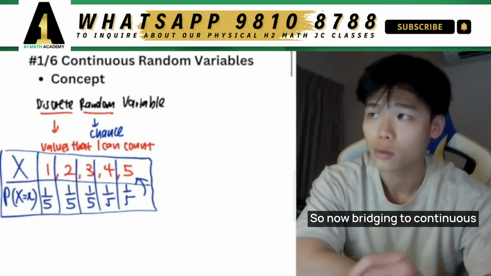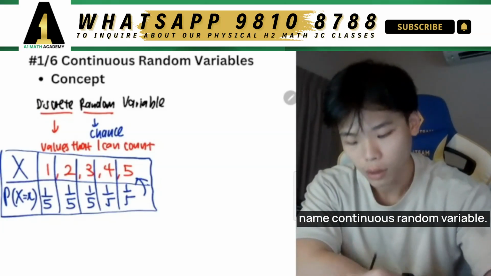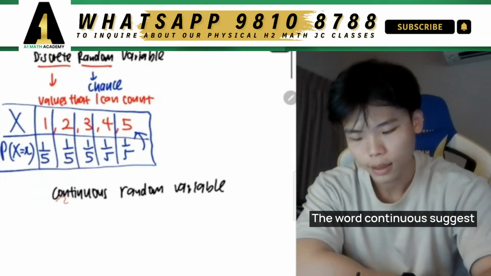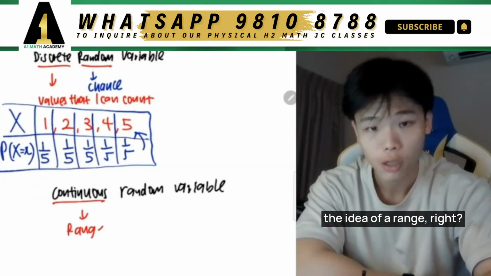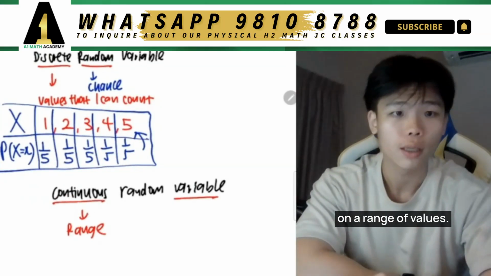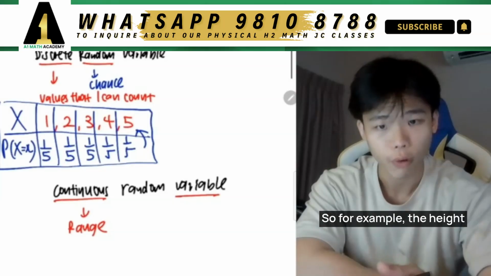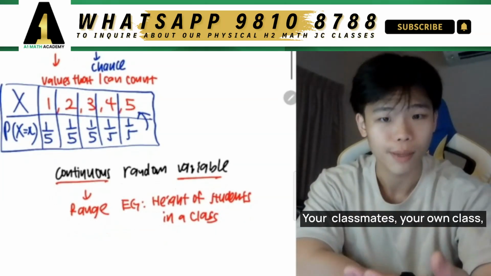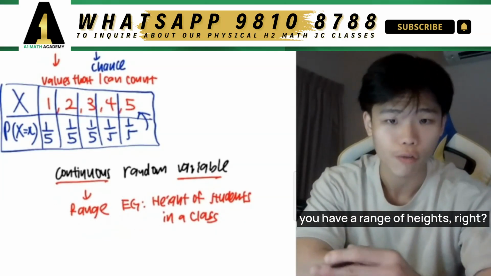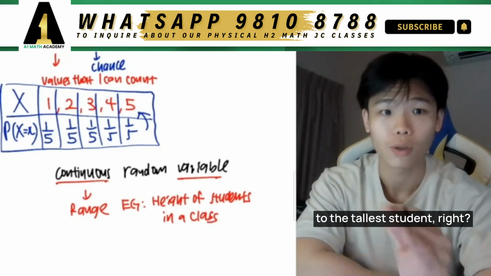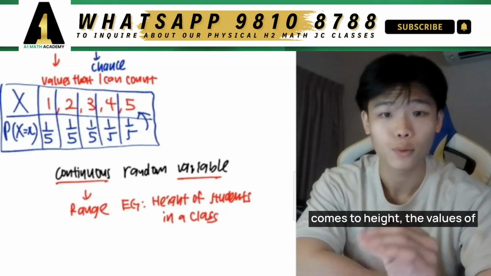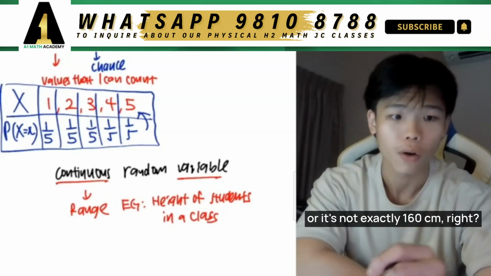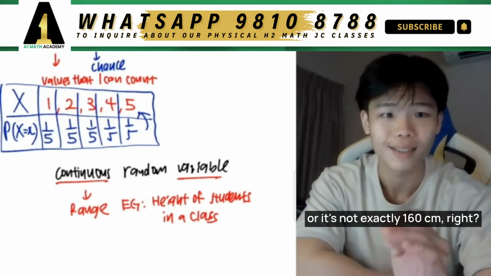So now bridging to continuous random variable, breaking down the name continuous random variable. The word continuous suggests the idea of a range, right? This variable takes on a range of values. So for example, the height of students in a class, right? Your classmates, your own class, you have a range of heights, from the shortest student to the tallest student, right? And the thing is that when it comes to height, the value of your height is not exactly 150 cm or exactly 160 cm, right?